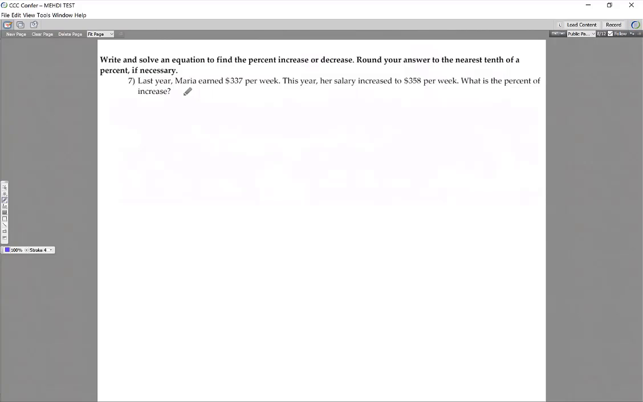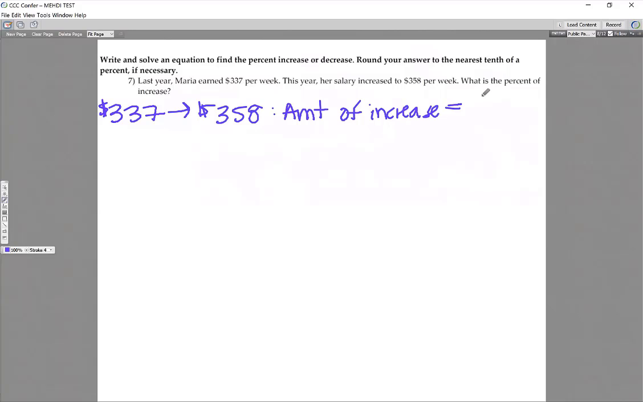So again, this is like a problem that we solved earlier. This is like number 3. So her salary changed from $337 to $358. So our amount of increase is the difference between $358 and $337. So the difference is $21. So that's the amount of increase.